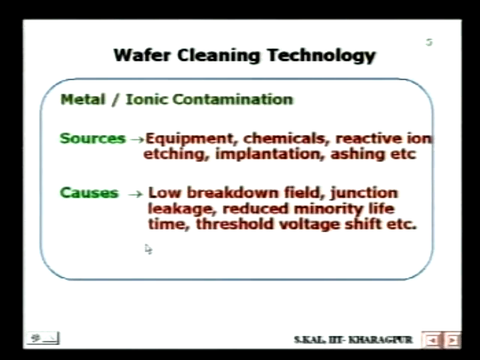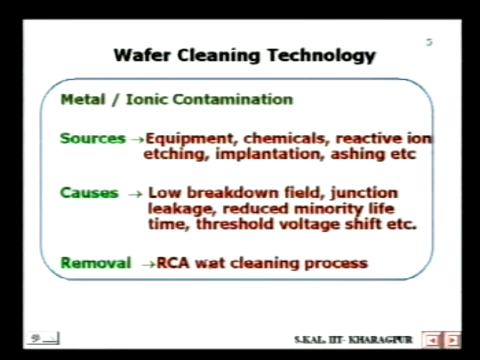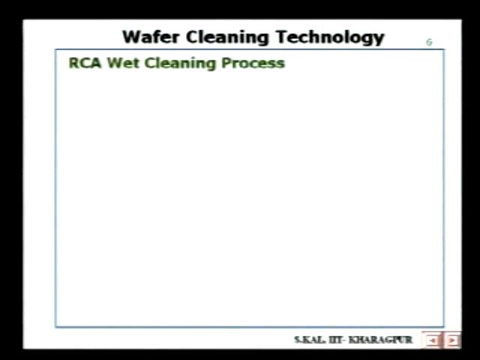And how can we remove the metal or ionic contamination? That is done by the RCA wet cleaning process. The RCA wet cleaning process has been followed for quite a long time for removal of metal or ionic contamination, and I will discuss the RCA cleaning process a little bit in detail in the next slide.